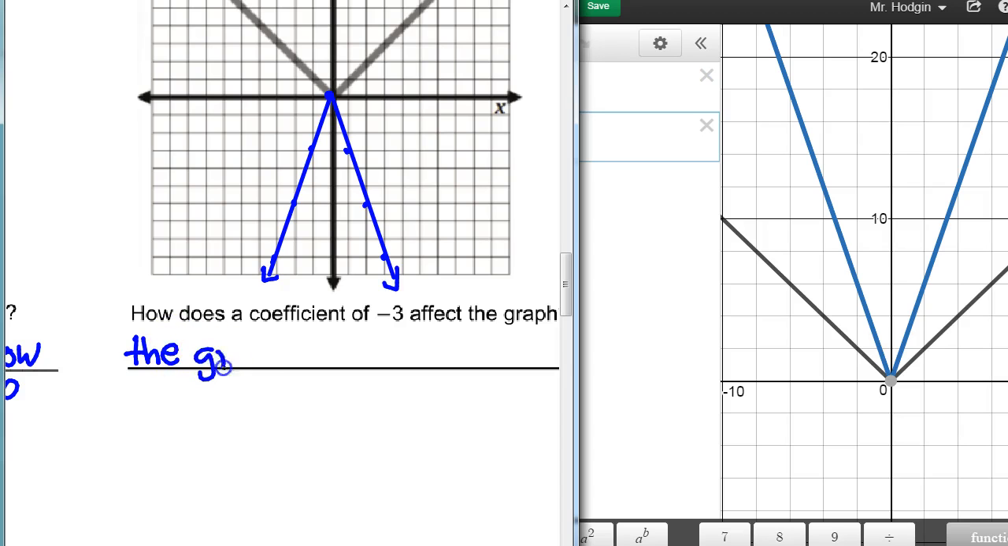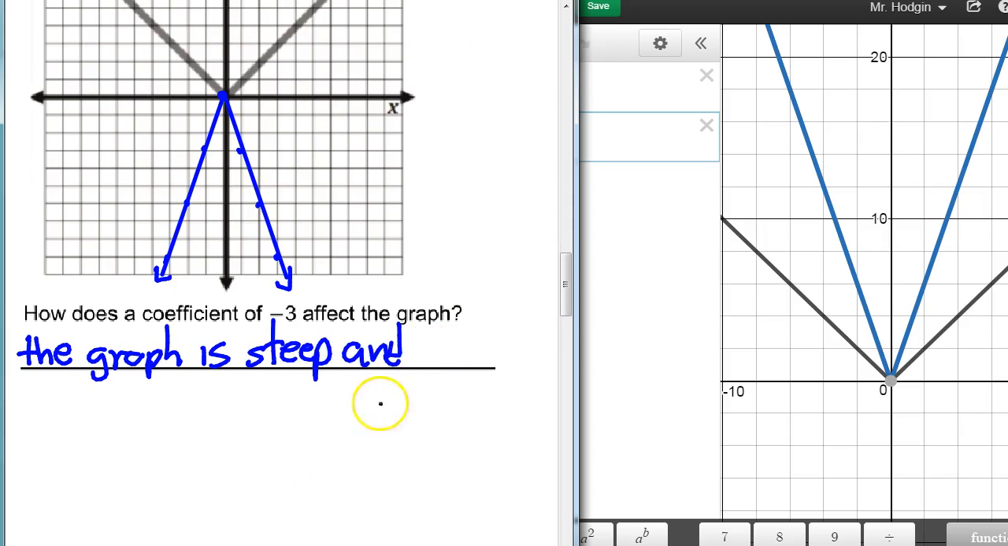The graph is steep and reflected. It's both. Steep because the number is a little bit bigger. Reflected because of the negative. So the negative and the number have 2 different purposes.